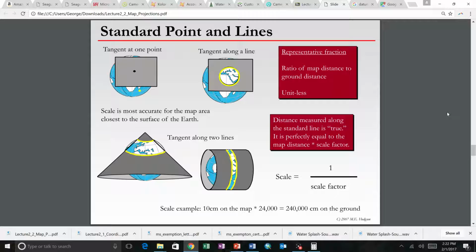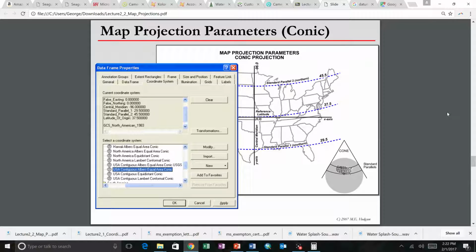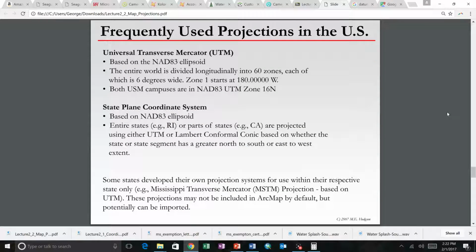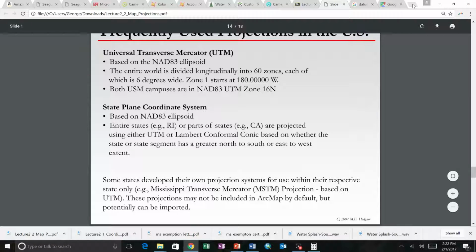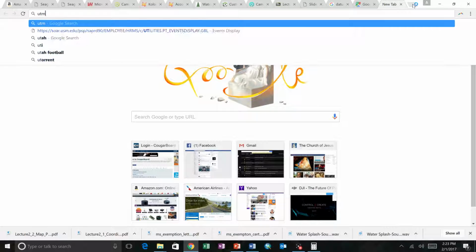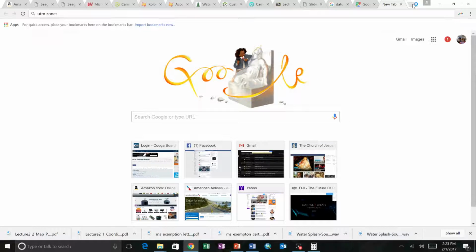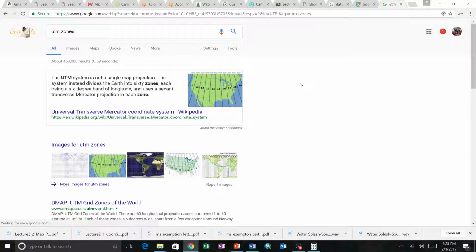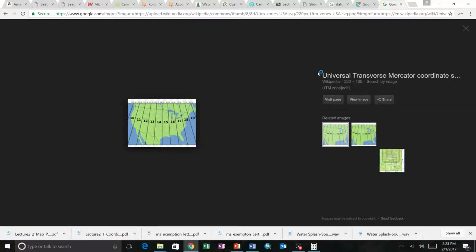All right. Now, maybe, probably not though, but maybe you're thinking in your head, if there already is this universal transverse Mercator system that works everywhere in the world, why did Mississippi make up its own transverse Mercator projection? And that's a good question. Let's look. I'm going to look at UTM zones. So here are the UTM zones.